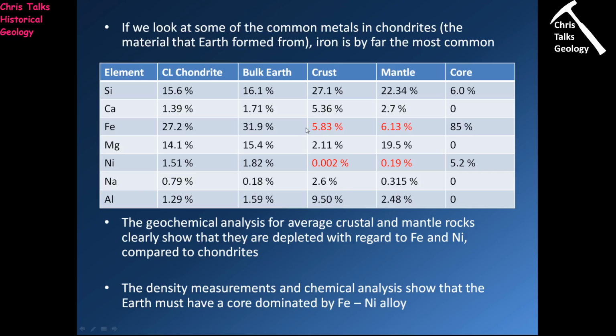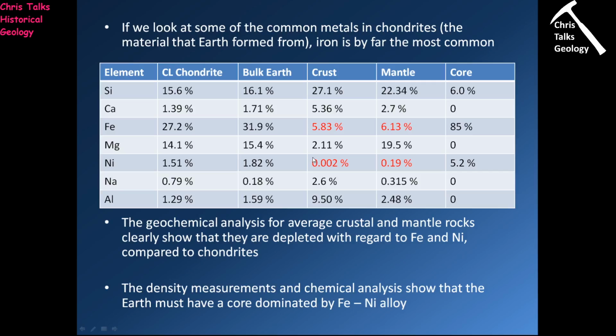So, okay, what about iron? Oh, there we go. So, the bulk Earth has about 30% iron in it. The crust, on average, has about 5% iron. The mantle has about 6% iron. That means there is a massive quantity of iron which is unaccounted for. Same goes for the nickel. There is a very large amount of nickel which is unaccounted for.